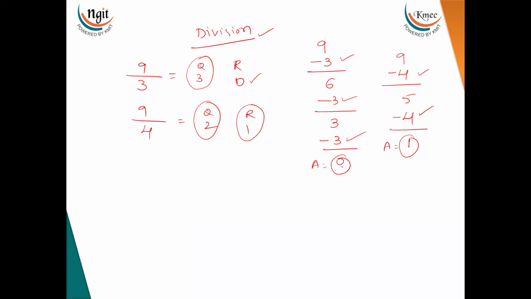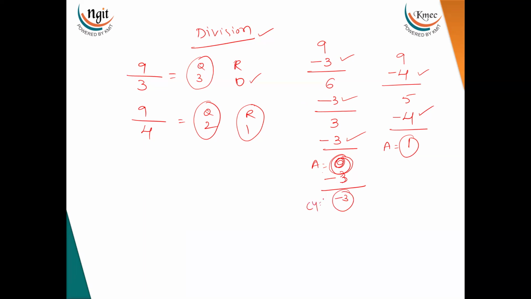Now how to stop? This accumulator value we continuously have to compare with the divisor. If the accumulator value is lesser than the divisor, then I have to stop the program. And one more method is, I have to subtract the divisor one more time. Now here I got 0. If I subtract 3 again, then my result is minus 3.